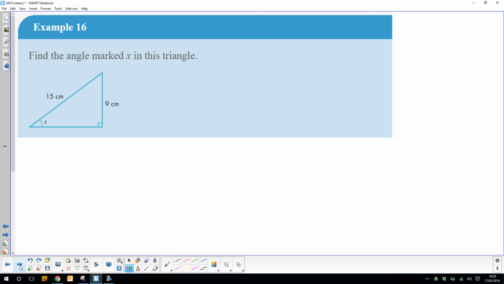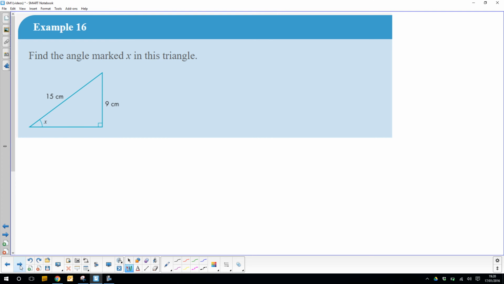Example 16: find the angle marked x in this triangle. Well, that's different. Find the angle marked x. Previously we've always been working out side lengths. We've worked with the angle, but we haven't had to calculate it. So this will take just a bit of time to explain. But first of all, we do exactly the same process.